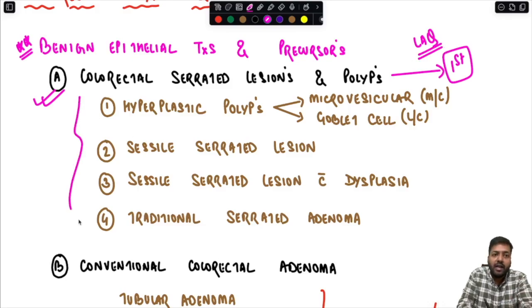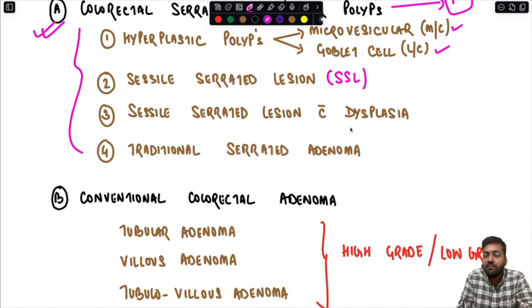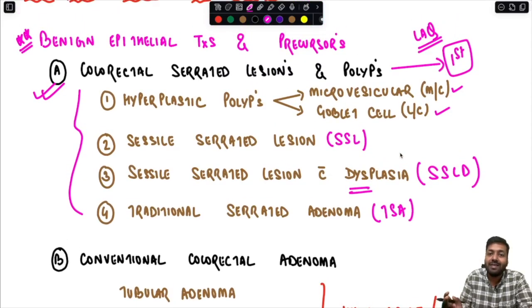So what are the entities under the heading of colorectal serrated lesions? We are having hyperplastic polyps, which can be microvesicular or goblet cell type. Now the microvesicular type is the more common variety and the goblet cell type is the lesser common variety. Then the next important serrated lesion is SSL, standing for sessile serrated lesion. Then we are having sessile serrated lesion with dysplasia, abbreviated as SSLD, and finally we are having TSA, that is traditional serrated adenoma. So these are the list of colorectal serrated lesions and polyps, and today we are going to discuss them in detail.